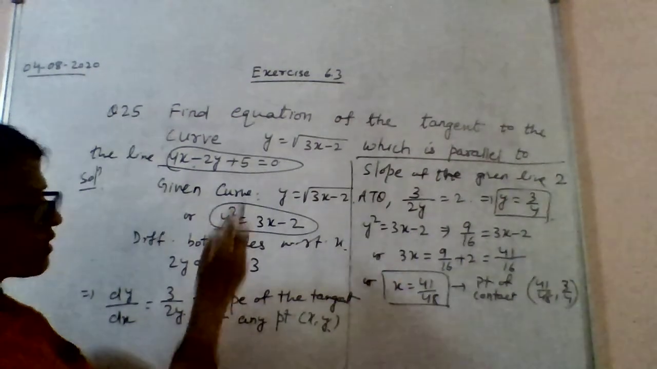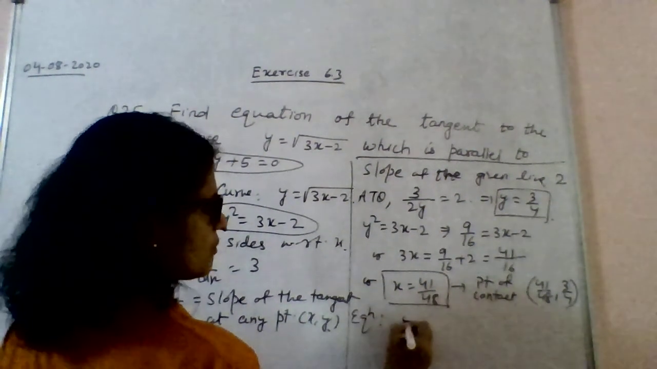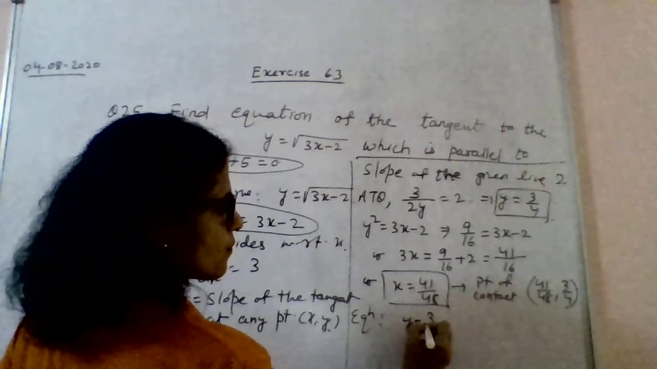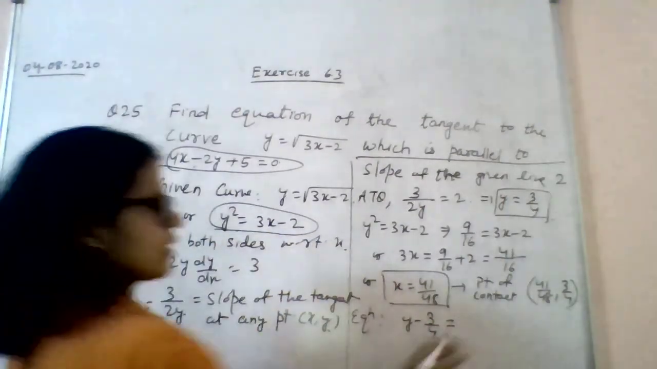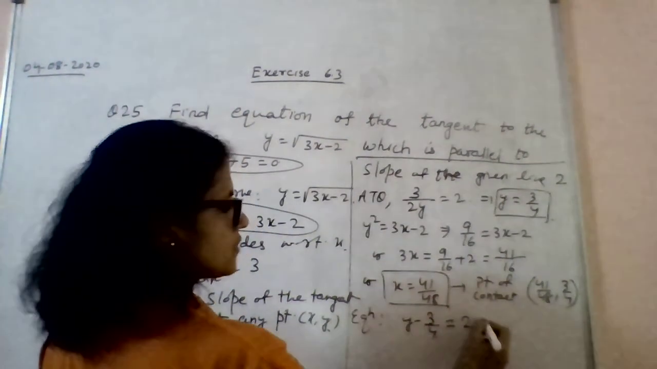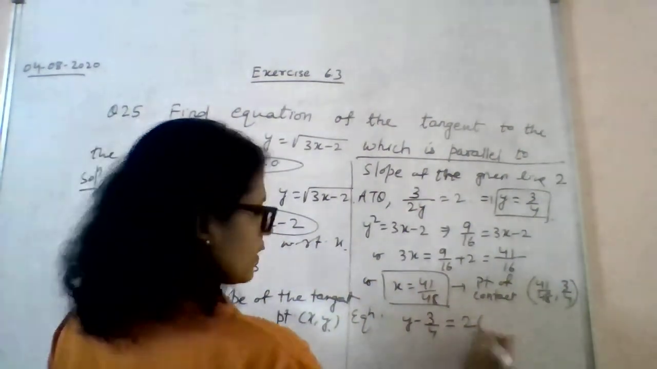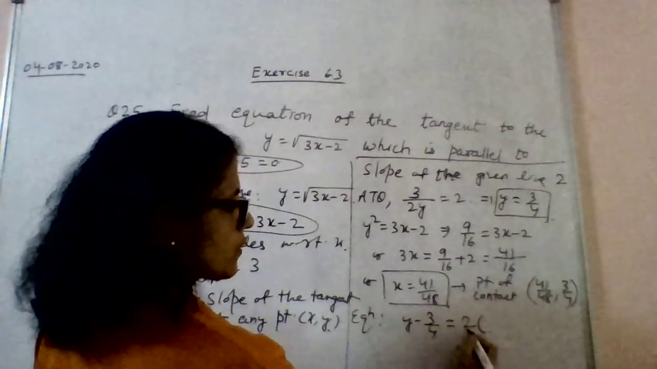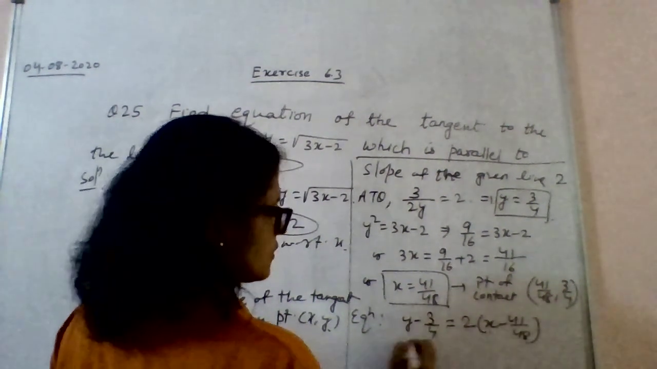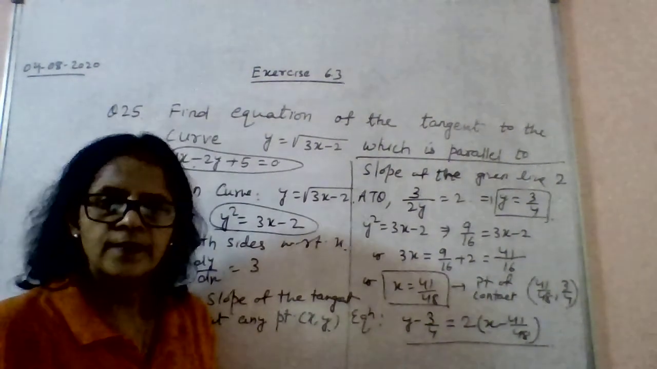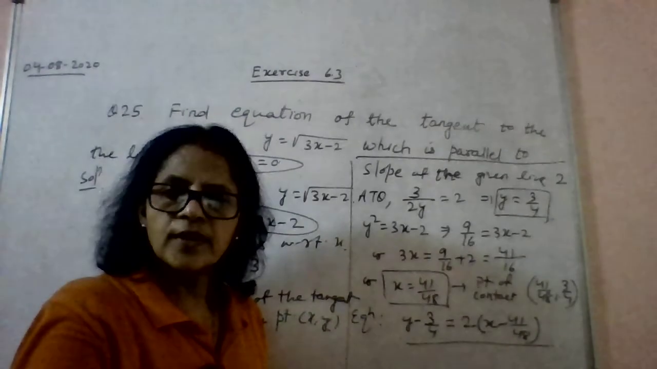Okay, you need the equation of the tangent. So the equation of the tangent is y minus y1, y minus 3 by 4 equal to m into x minus x1. M is the slope of the tangent, that is equal to 2 here, since we got the tangent parallel to the given line. Then y minus y1 equal to m into x minus x1, 41 by 48. So you can simplify this equation. Okay, is it clear? Yes, let's simplify this. If you want, I can simplify. Okay, just let me do it.